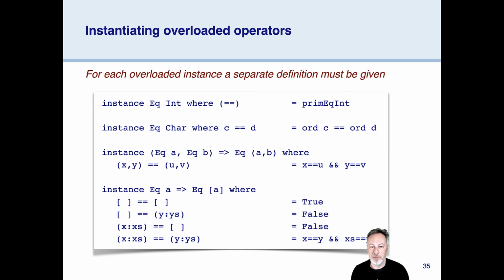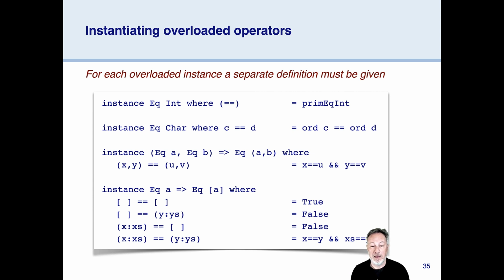The third example shows us equality for pairs. So we can define equality for a pair AB if we already have equality for the types A and B. So this is what this implication arrow is. It says, I can give you an instance of equality. If you give me equality for A and equality for B, then I'll give you equality for the pair AB.